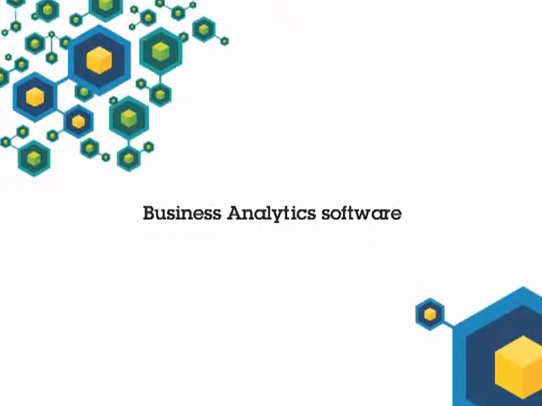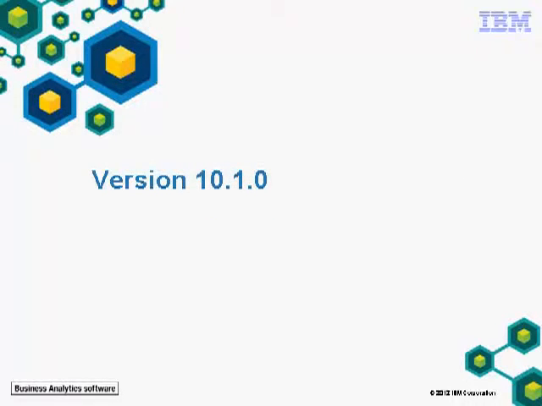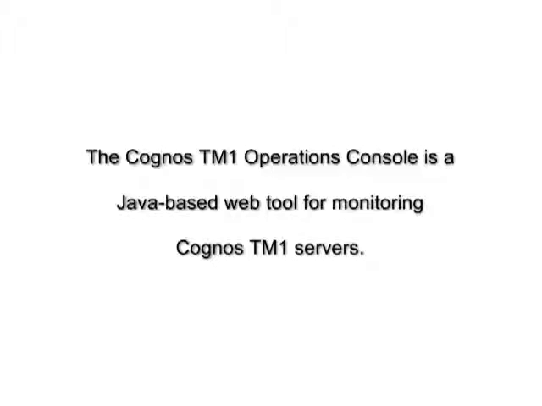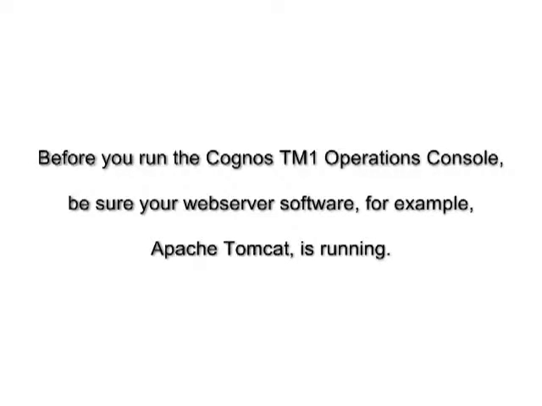This video is using the IBM Cognos TM1 Operations Console version 10.1.0. The TM1 Operations Console is a Java-based web tool used to monitor Cognos TM1 servers. See the previous video in this series to learn about installing the Cognos TM1 Operations Console.